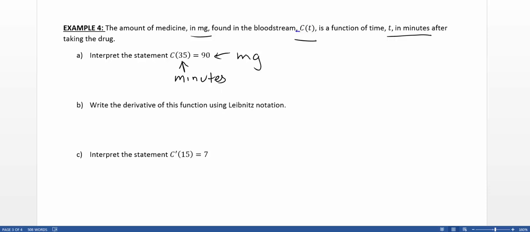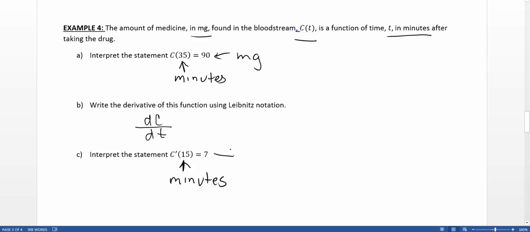Part B, write the derivative of this function using Leibnitz notation. So Leibnitz notation says we're going to have the derivative of the dependent variable with respect to the independent variable. So we're going to have dC dt. That's going to help us in part C figure out what the units are going to be. So part C says interpret the statement C prime of 15 equals 7. So remember, the number that we're plugging in is always your independent variable here. So this is going to be in minutes.